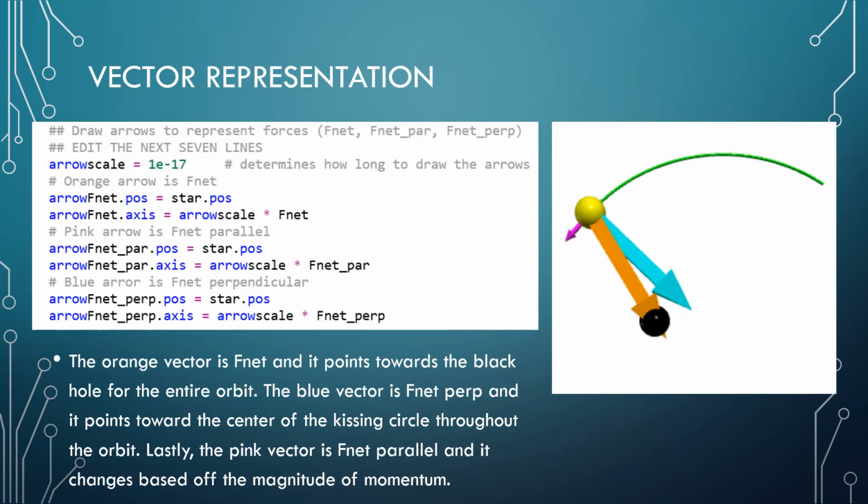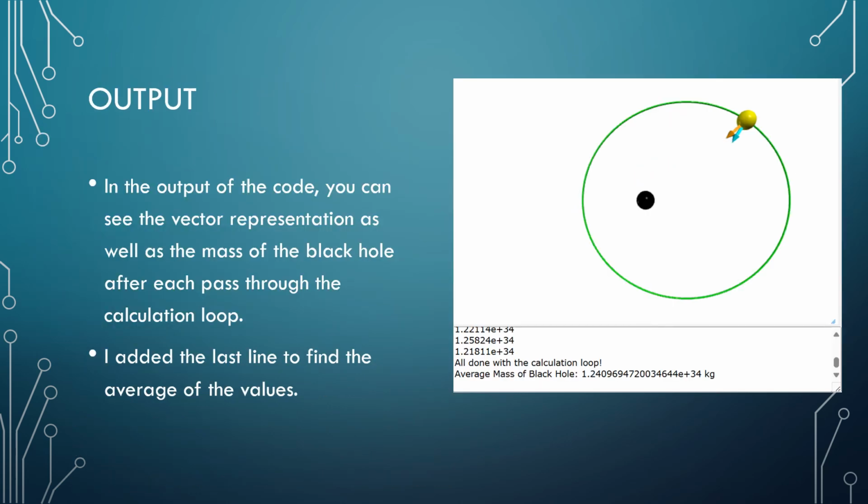Okay, here's the vector representation. The orange vector is FNet, and it points toward the black hole for the entire orbit. The blue vector is FNet perp, and it points toward the center of the kissing circle. And then the pink vector is FNet parallel, and it changes based off of the magnitude of momentum. Okay, and then this is just the output of the code. I did add a line that found the average mass of the black hole. So you can see that in the bottom line there.